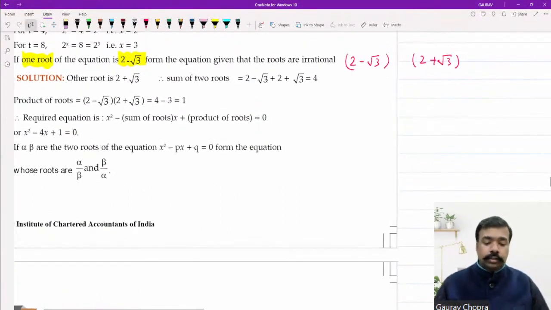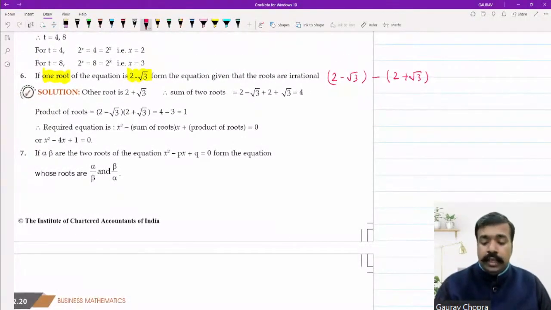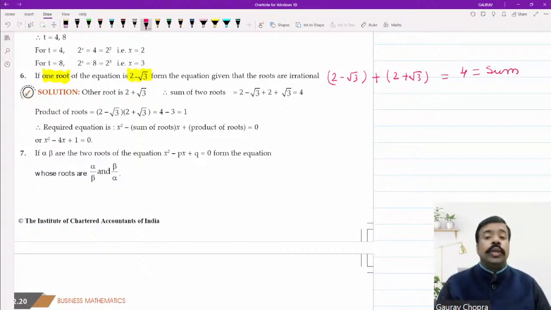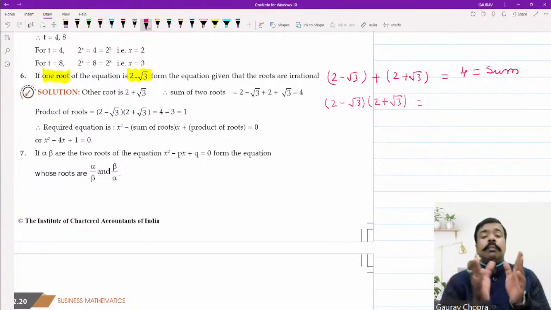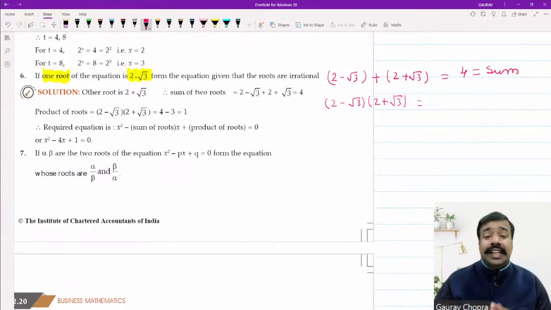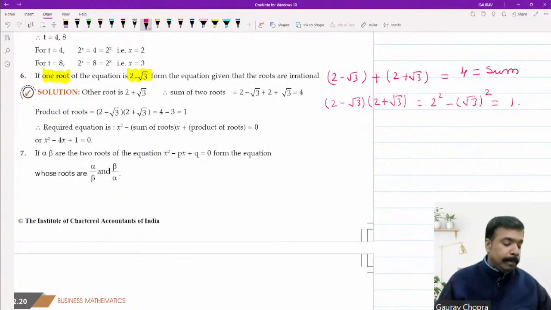So if we are talking about the sum, we can add them and we will get the sum. By adding, root 3 will get cancelled and we will get 4 as the sum of roots. And when we are talking about the product, it is 2 minus root 3 multiplied by 2 plus root 3. This is basically a minus b and a plus b, so we can say a square minus b square. So 2 square minus root 3 square will become 4 minus 3, that is 1. So 1 is the product.